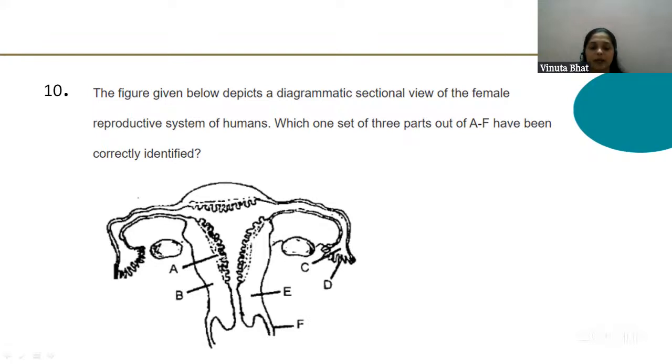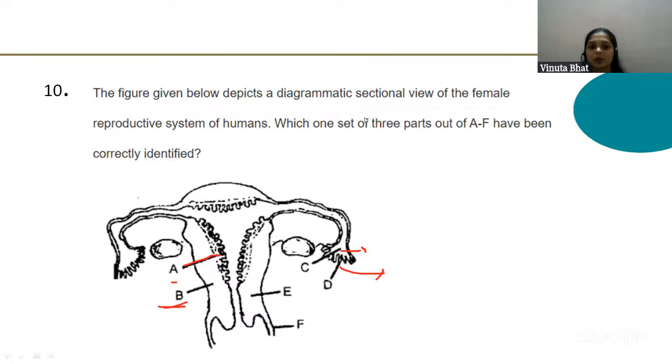Okay. So, look at A. What is it? A is endometrium. B is myometrium, right? A endometrium, B myometrium. And C is the infundibulum and D is fimbriae. So like that, different structures are given here.